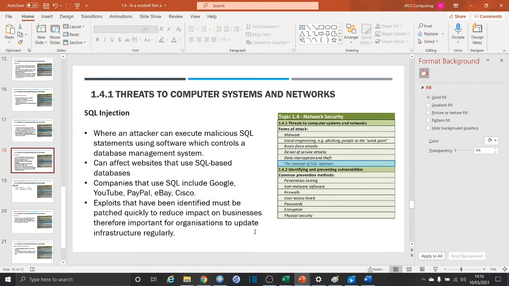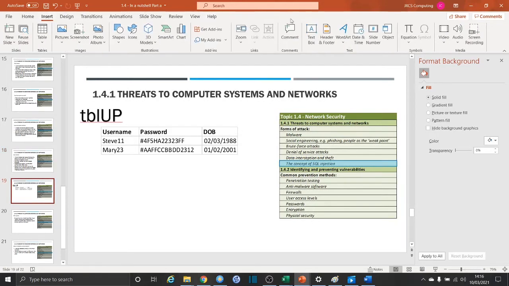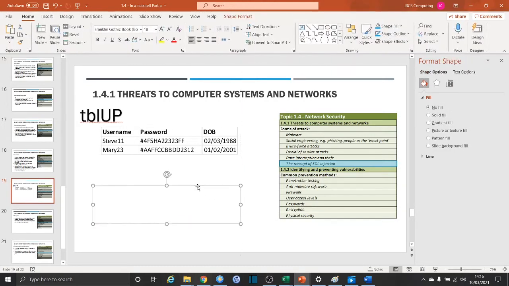So here I'm going to talk about SQL injection. I'm going to come back to this slide in a minute because it's easier to describe by example. So hopefully you know that SQL is how you can search a database for answers. So let's say I wanted to log in to this system. I've got a box on a website that says username. I've got a box on a website that says password.